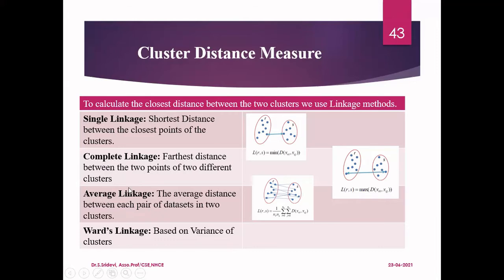And if you go for average linkage, you are going to find the average distance between each pair of data sets in two clusters. That is, you take the first point in the first cluster, join it with all the remaining points in the second cluster, and find the average of it. Similarly, you take the second point from the first cluster, join it with all the remaining points in the second cluster, and find the average of it. Likewise, you proceed. If you do that, that is called the average linkage algorithm. But here, it involves more computation because for every point, you are going to find the average distance with other points in the cluster. And the last one is called Ward linkage. This method is not based upon distance. It is based upon the variance of the clusters.